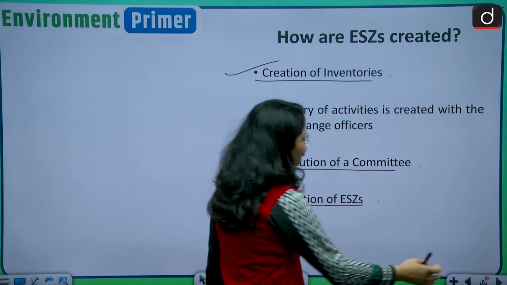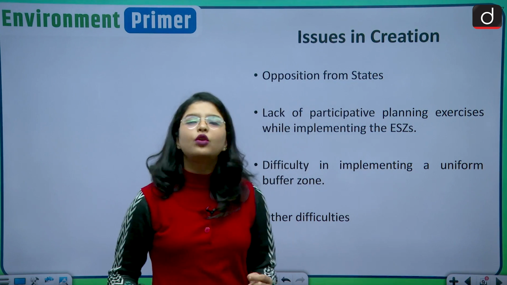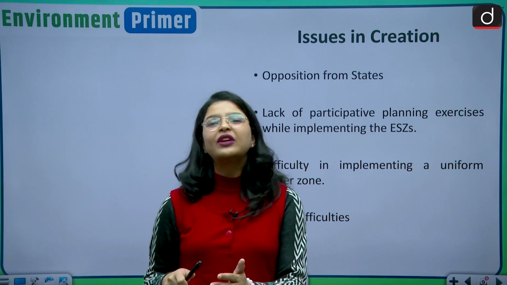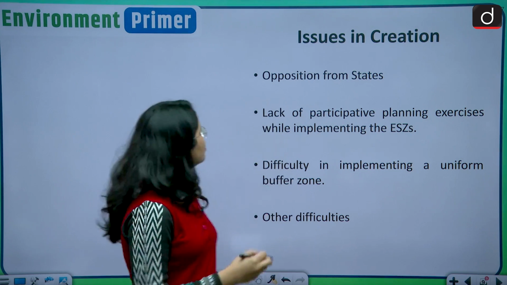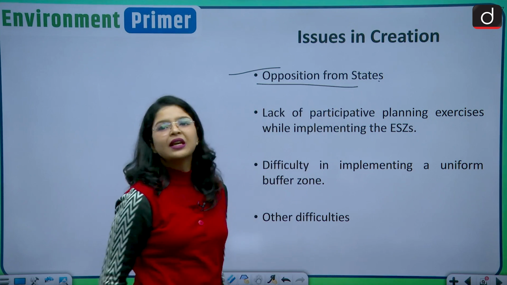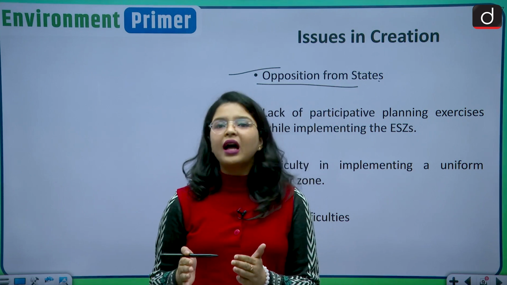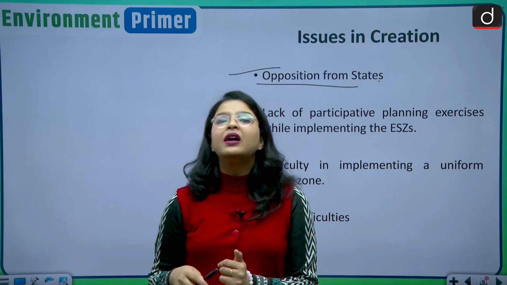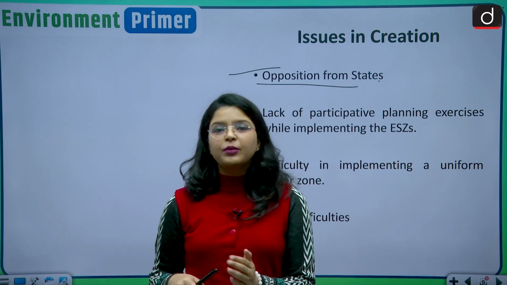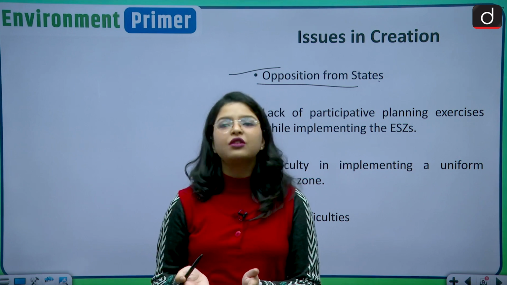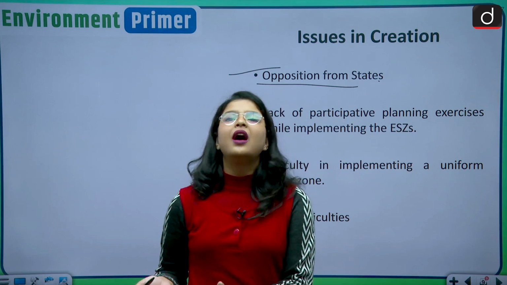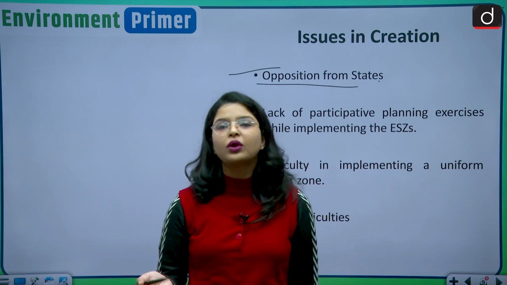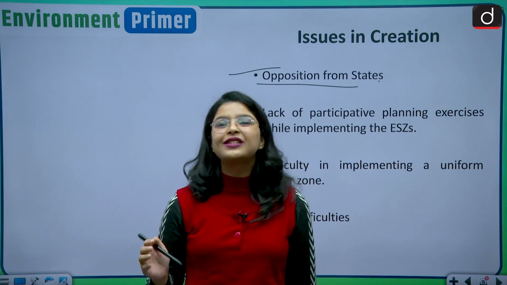Now let us determine what the issues are in the creation of these eco-sensitive zones, because we have seen that protests are going on in Kerala and other states, specifically after the coming of the Supreme Court judgment. So the first issue is opposition from states. Protests are going on because the states are finding it difficult to create these zones due to the high density of human population around the national parks and wildlife sanctuaries as well as the protected areas. They are saying that we are already conserving the national parks, wildlife sanctuaries and other protected forests, reserve forests. Now you are asking us to create another eco-sensitive zone. So they are finding it very difficult due to the dense human population.